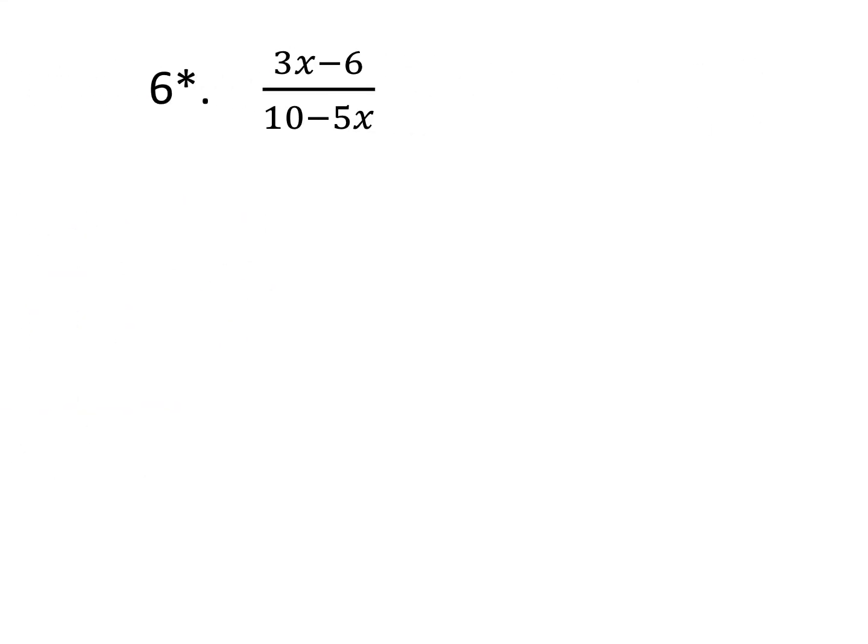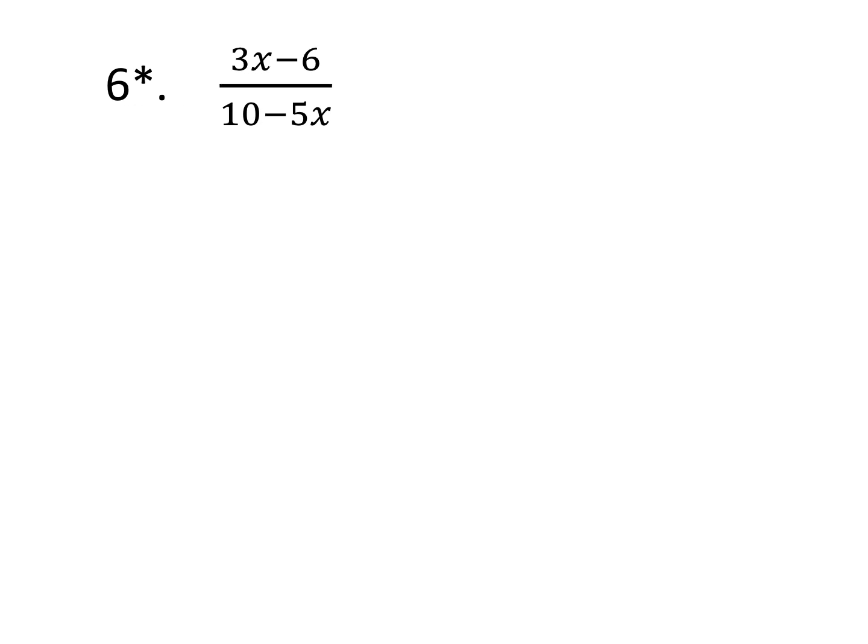Number 6, we'll start with this one that's potentially tricky. If we factorize out the numerator and denominator, so we can cancel out factors, the numerator has a common factor of 3. 3 times x is 3x, and 3 times minus 2 is minus 6. If we factorize out the denominator, we get 5, and then we get 5 times 2 is 10, and 5 times minus x is minus 5x. And it might look like we have got no common factors there, so that is it fully simplified.